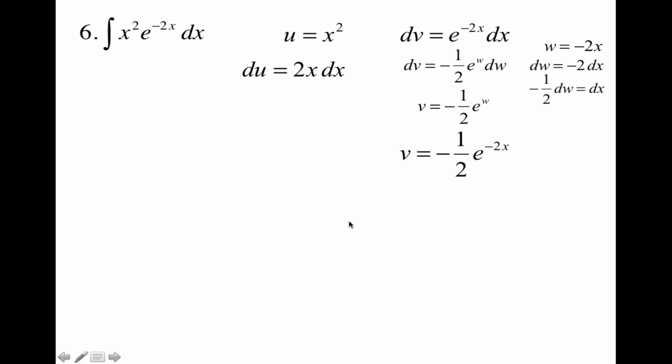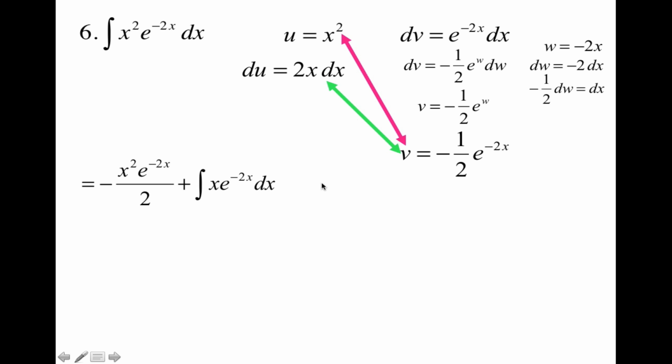So now I can go ahead and set up my integration by parts. So multiply the u and v, subtract the integral of v du. So now I get the following.